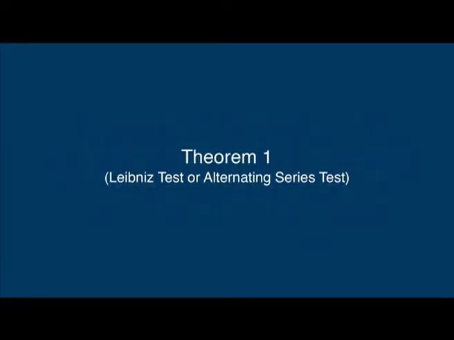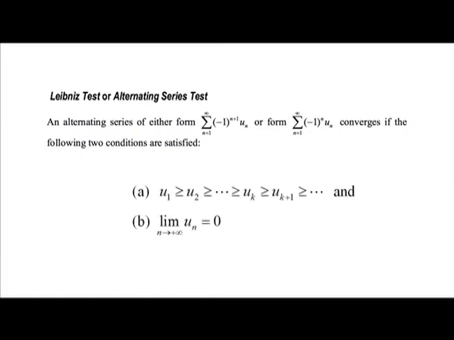Theorem 1, Leibniz test or alternating series test. An alternating series of either form summation (negative 1) power n plus 1 u_n where n from 1 to infinity, or form summation (negative 1) power n u_n where n from 1 to infinity, converges if the following two conditions are satisfied. First one, u1 greater than or equal to u2 greater than or equal to etc.